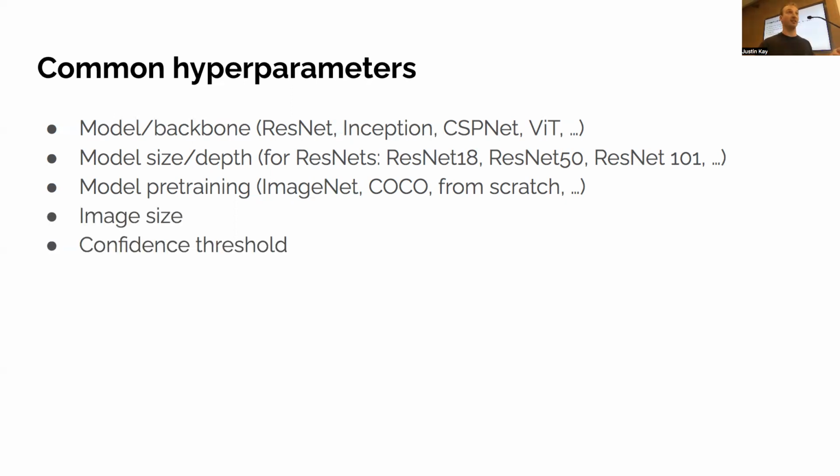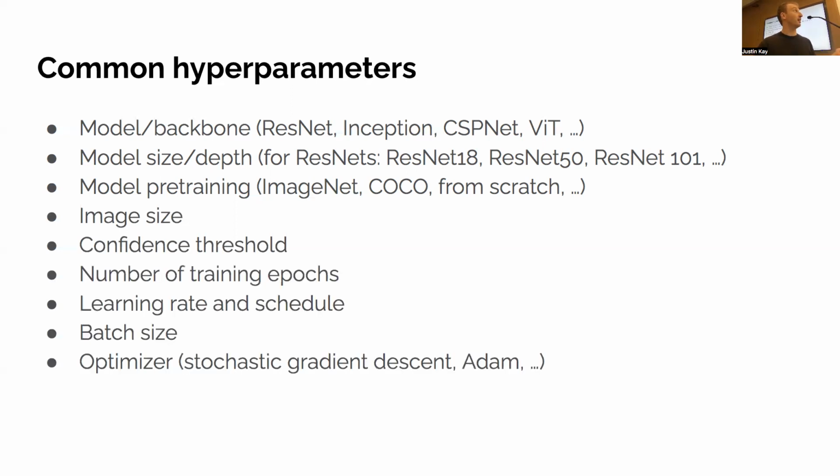Image size is another one. Confidence threshold is another one. The number of training epochs, the learning rate and the learning rate schedule, the batch size, the optimizer. We're going to go over a few of these in more detail, but these are things you should be aware of when reading through code: each of these is a choice. And the best choice for somebody else's problem is maybe not the best choice for your problem.